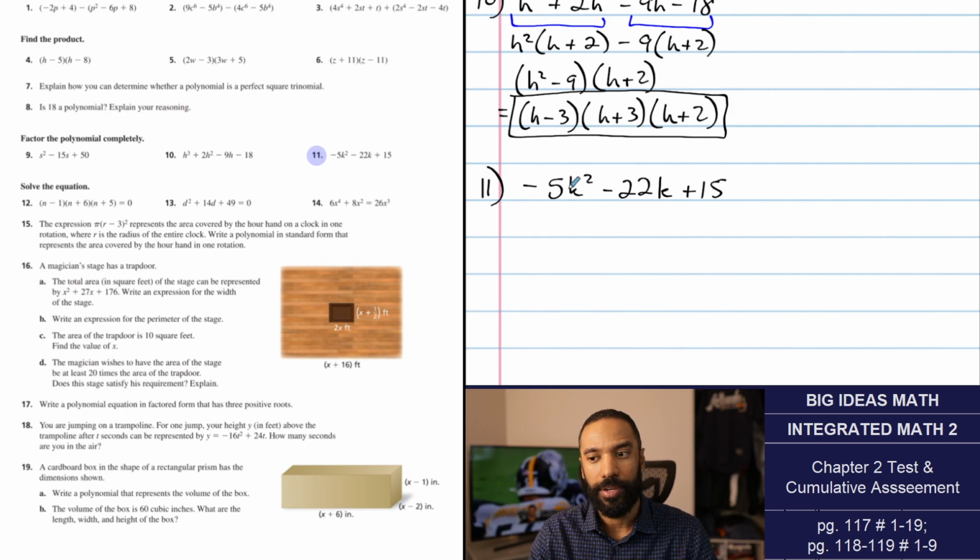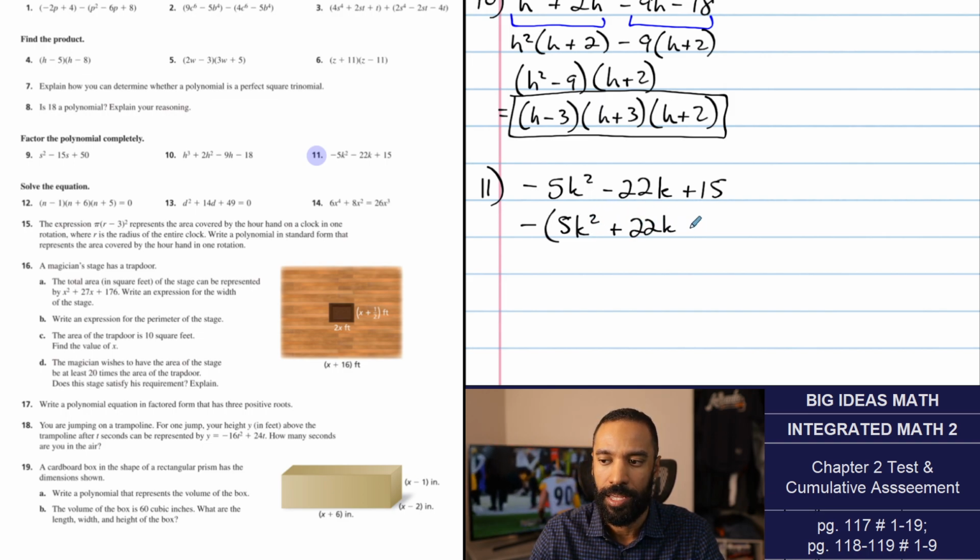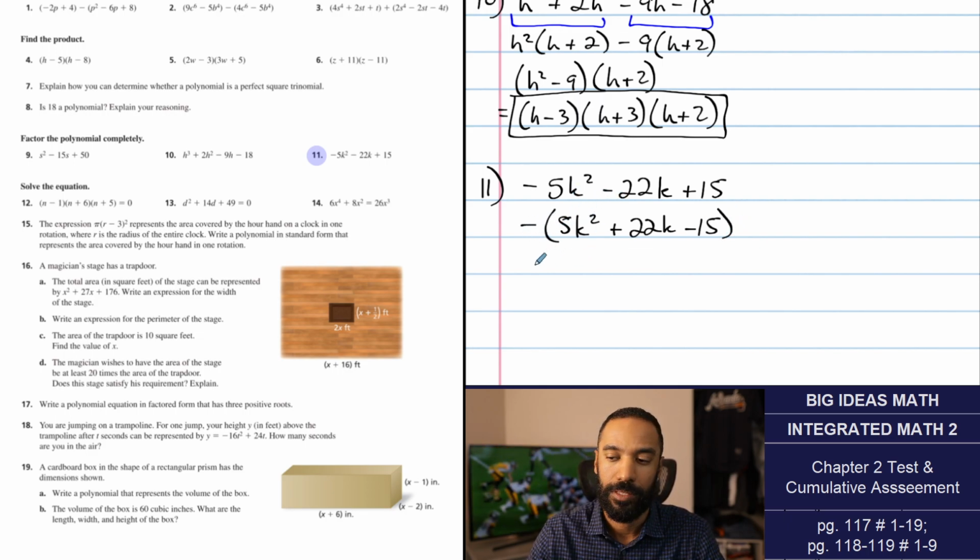To begin with, there is no GCF as far as numbers or variables go, but there is as far as signs go. If I factor a negative out, or some people would say a negative 1, inside you're left with 5k squared plus 22k minus 15. As I say over and over, this not only makes the problem easier, but it is a required step to factor that negative out as far as getting an answer. Now we attempt to factor this.